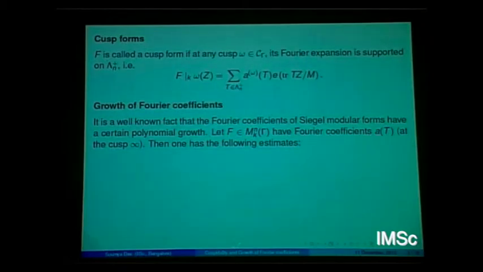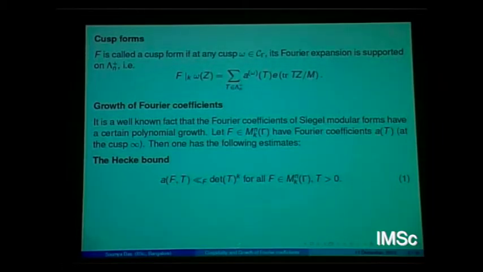Let f be an element of M_n^k(Γ), which is the notation for the space of Siegel modular forms on Γ of weight k, and let its Fourier coefficients be a_f(T), maybe at the cusp infinity. Then one has the following estimate. It's usually called the Hecke bound, the Hecke estimate.